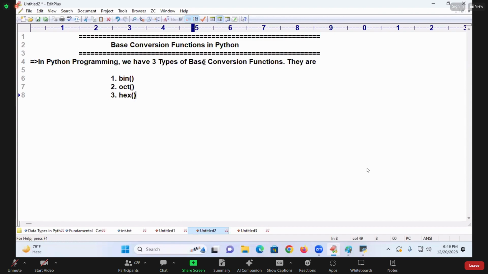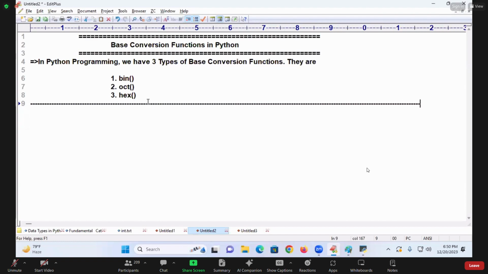There is no function name called what? The dec off function is not there. Do you have any function dec off? No. Why is there no dec off function? Because by default, the number is called decimal only. So first I will talk about bin off. I will explain the first function, bin off, and give you the syntax, everything.